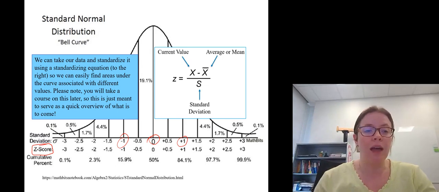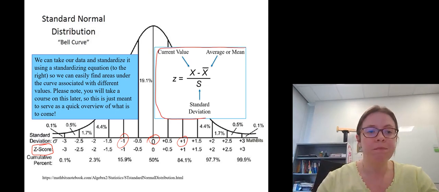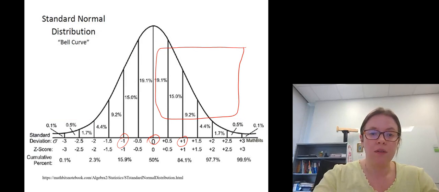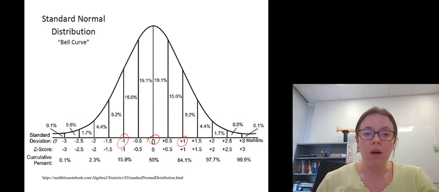We can take any data that we collect and standardize it using a standardizing equation, which is over here. So we can easily find areas under the curve associated with different values. I just want to point out that you will take a course on this topic, so it's okay if you don't understand everything. I just want you to get the basic meaning of what it is to standardize data so that we can use this curve to easily get values for under the curve.